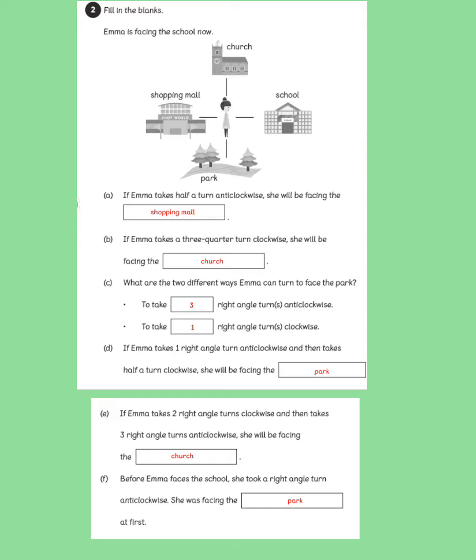And finally then, your last question of your worksheet today. Question F. Before Emma faces the school, she took a right angle turn anti-clockwise. She was facing the park at first.